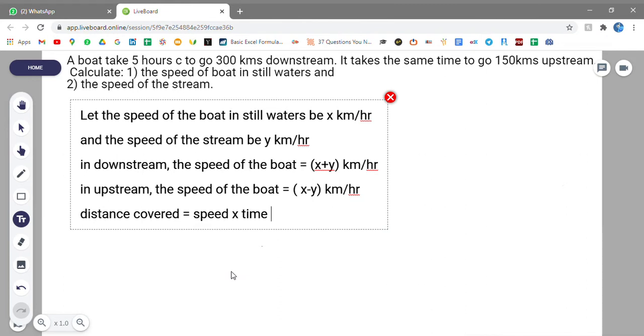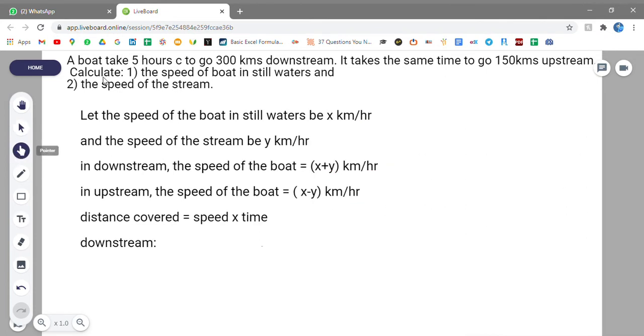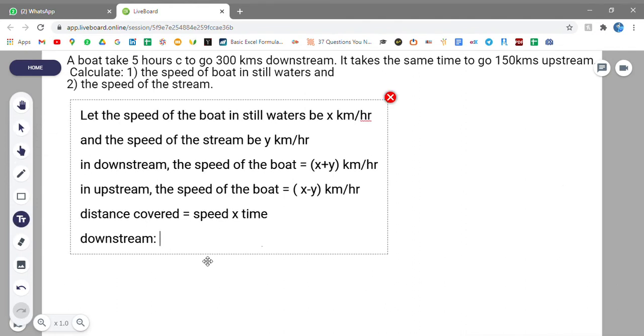Here you will get two equations. Why two equations? One equation for downstream, the other equation for upstream. So let us define the equation, firstly for downstream. For downstream, how much distance have we covered? 5 hours to go 300 kilometers downstream. So we will consider that.